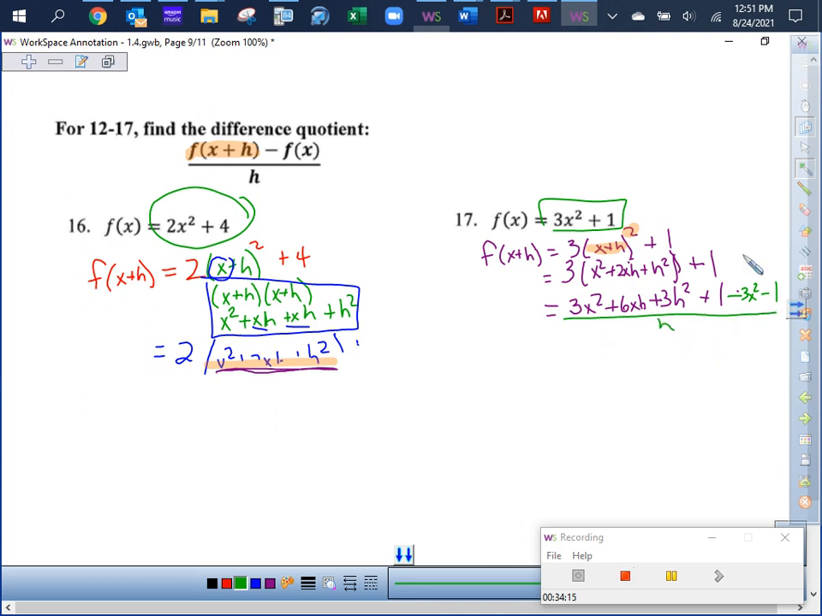Everything that doesn't have an h with it is supposed to go away. 3x squared minus 3x squared. Meow, meow. 1 and a negative 1. Meow, meow. And then right here, every one of these dudes in this triangular formation has an h with it. You're dividing by h, you lose 1 power of h. So this will be a 6x. That'll be a 3h, and that goes away.